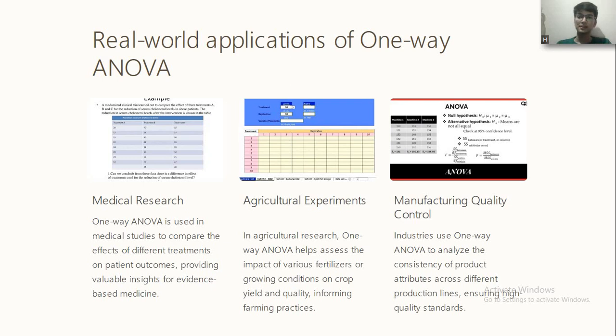So here are some real-world applications of one-way ANOVA: medical research, agricultural experiments, and manufacturing quality control. Medical research: one-way ANOVA is used in medical studies to compare the effects of different treatments on patient outcomes, providing valuable insights for evidence-based medicine. Agricultural experiments: in agricultural research, one-way ANOVA helps assess the impact of various fertilizers or growing conditions on crop yield and quality, informing farming practices. Manufacturing quality control: industries use one-way ANOVA to analyze the consistency of product attributes across different production lines, ensuring high quality standards.